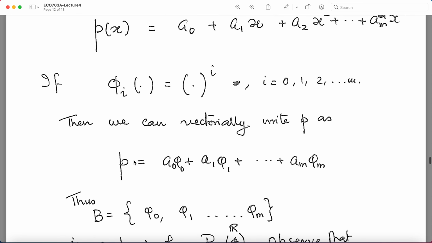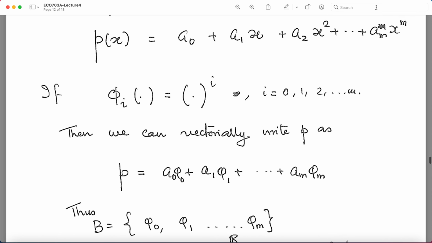Then the functional p can now be expressed in terms of these phi_0, phi_1, phi_m. So, any p can be expressed in terms of these monomial functions, which are also polynomial functions of degree less than or equal to m. So, they are also in P_m(R). I am not writing x here; when I write x you will finally get back this. So, I can now symbolically represent p as an object of P_m(R) in this way.